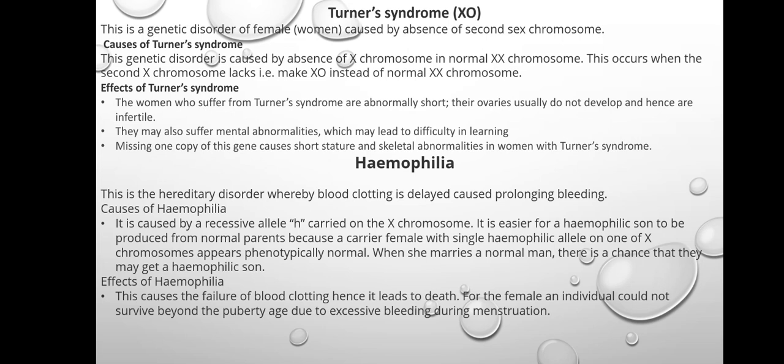The effect of haemophilia is the failure of blood clotting, hence it can lead to death. Female individuals could not survive beyond puberty due to excessive bleeding during menstruation. I hope it's clear, guys.